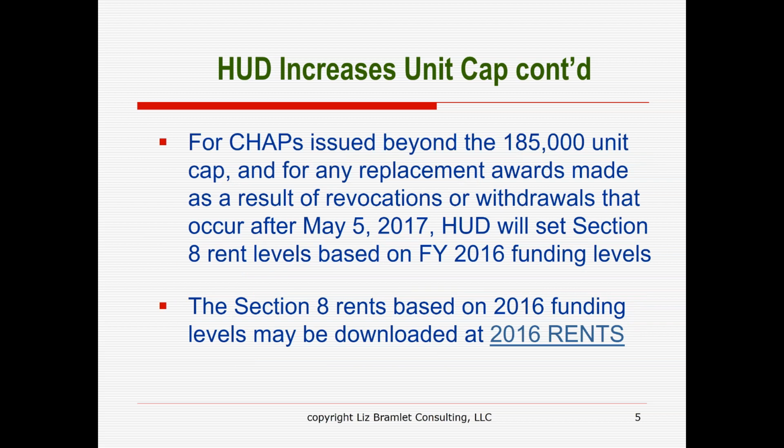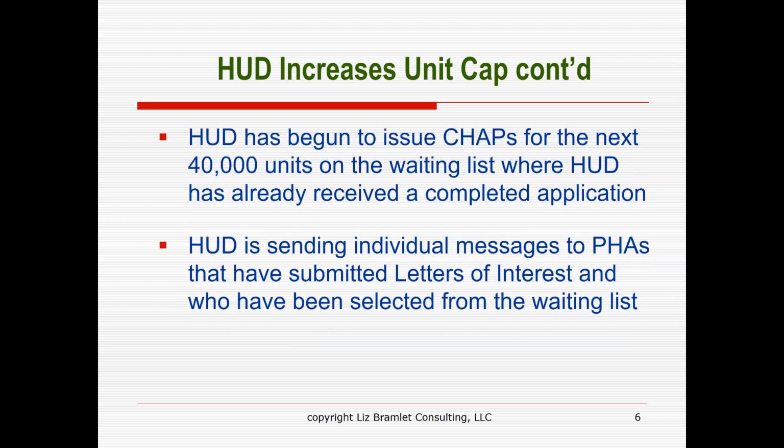Now, for CHAPs issued beyond the 185,000 cap from before, and for any replacement awards made as a result of any revocations or withdrawals from the program that occur after May 5th, HUD will set Section 8 rent levels based on fiscal year 2016 funding levels for public housing. And they've already gone ahead and calculated everybody's 2016 rents for those who are going to convert based on 2016 funding levels. They've also made those available for download. So if you want to know what your initial contract rents, or rent to owner in the voucher program, are going to be, you can download the 2016 rents and find yours, and you'll know what your starting point is going to be.